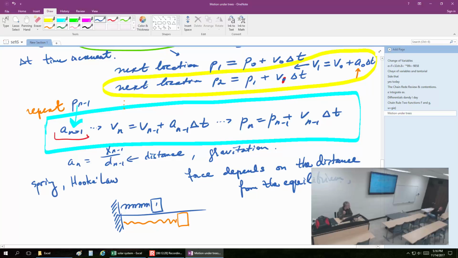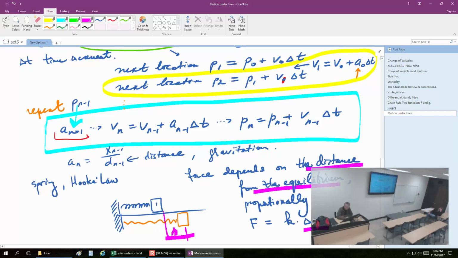It's just proportional, without any kind of squares, cubes, or anything, directly proportional. And that proportionality coefficient is the spring constant. So in other words, F will be equal to, say, K times delta X, which is the distance from the equilibrium. This is delta X. Okay. And what's missing?